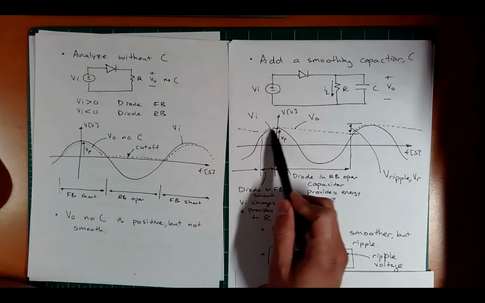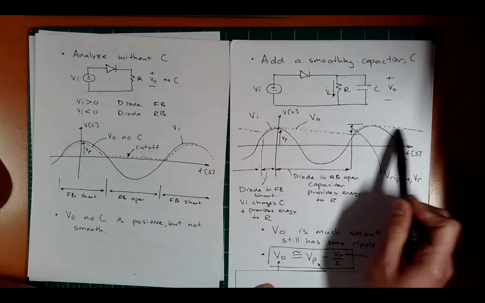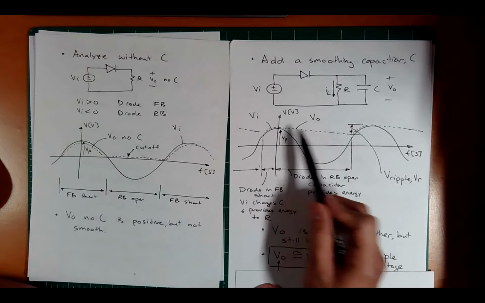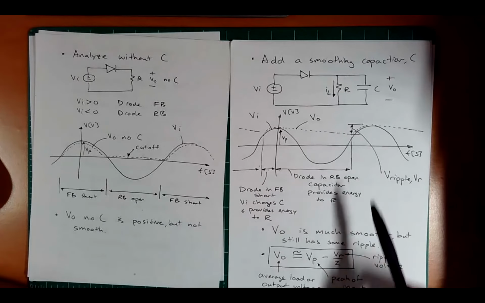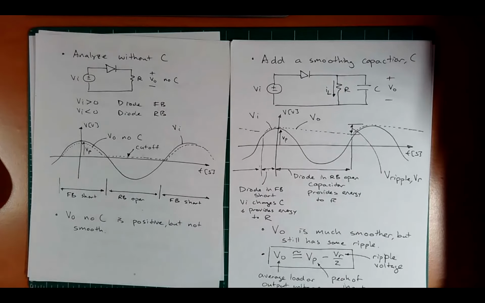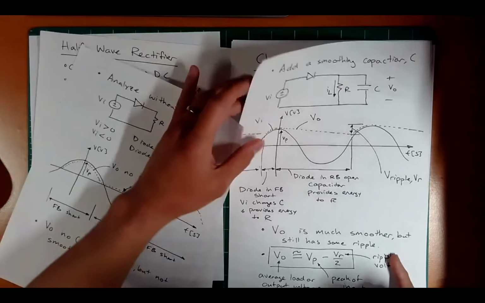Now the average voltage, the true average V out, is approximately this peak minus half of the ripple voltage, and I wrote that here. So the average output is equal to this peak minus half the ripple, okay? All right.